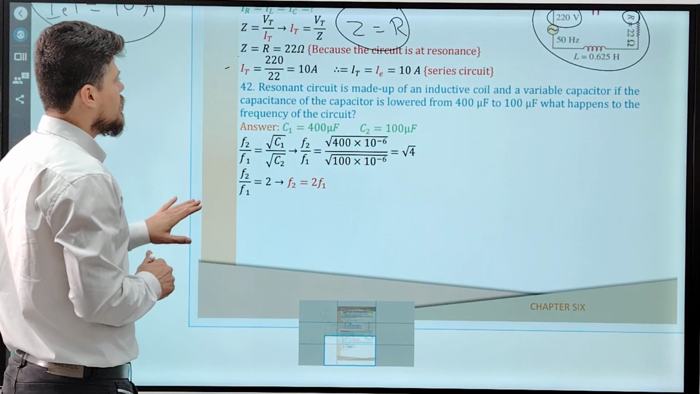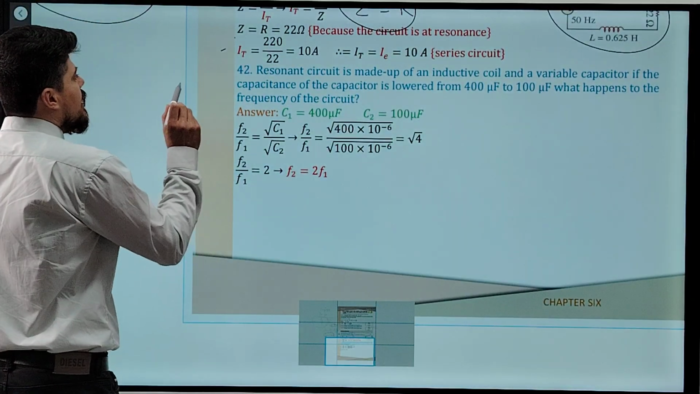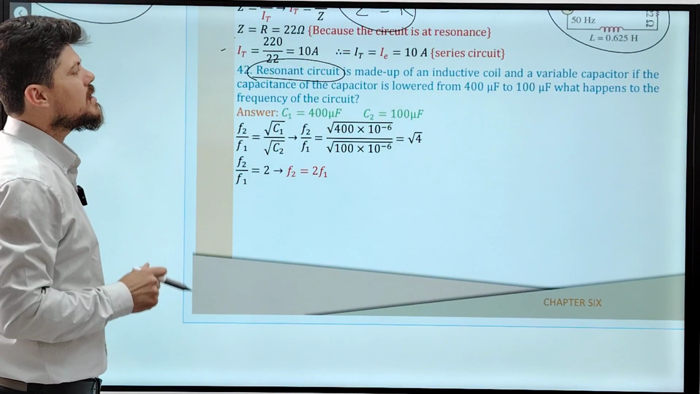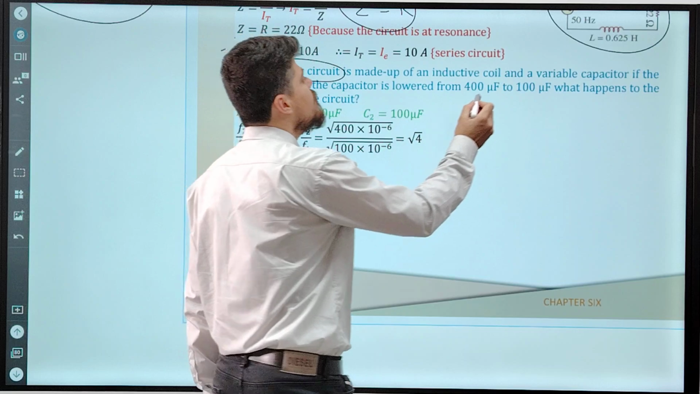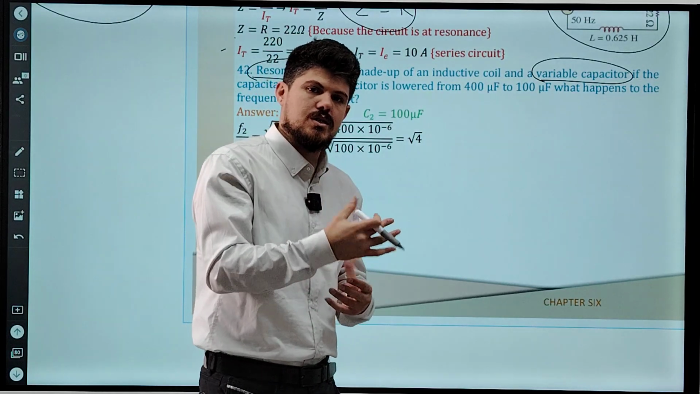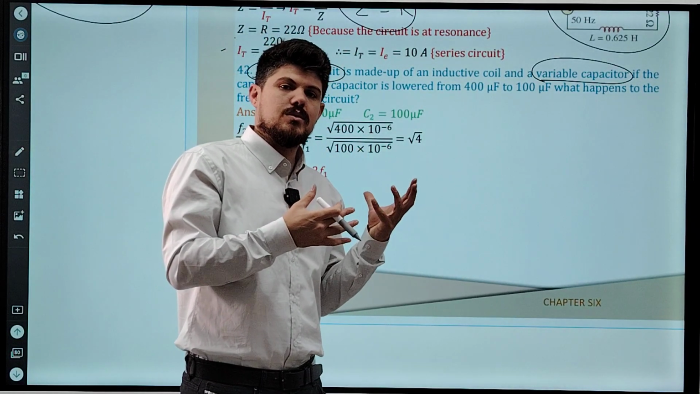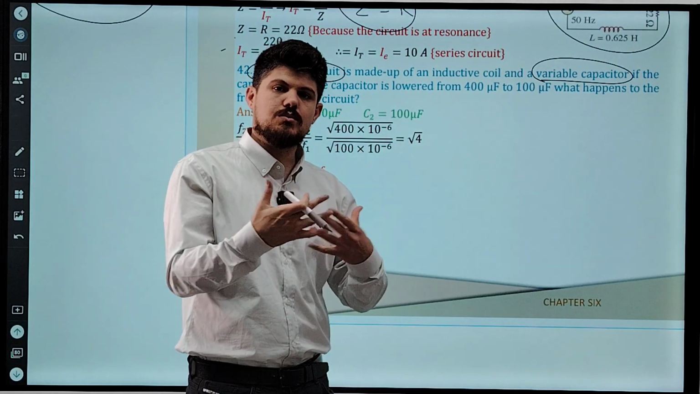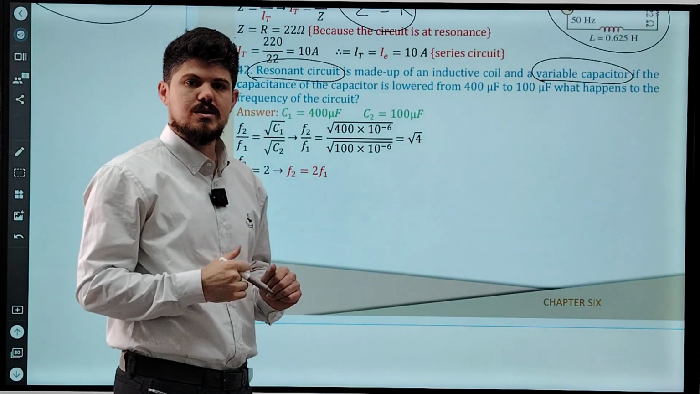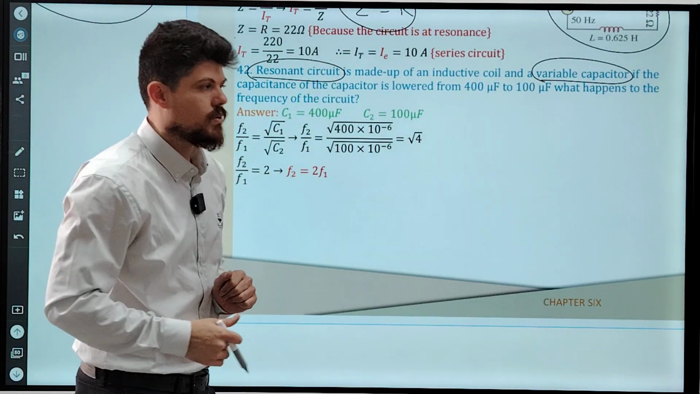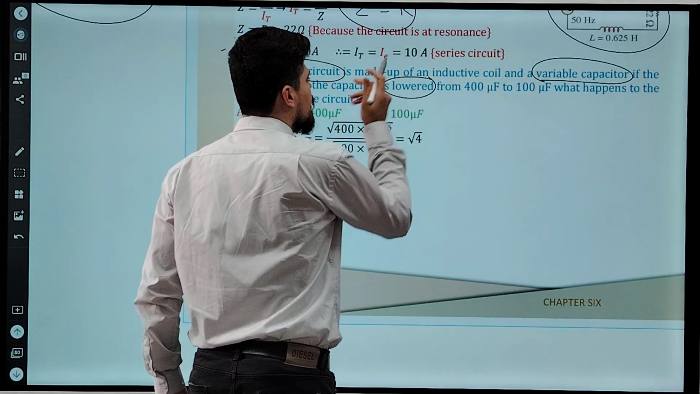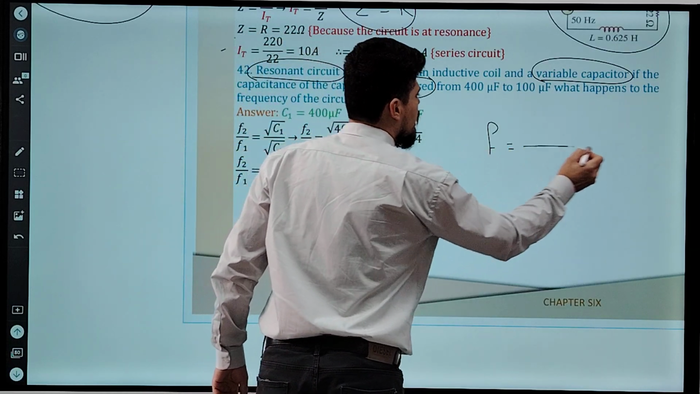Question 42. Very good question. The circuit is resonant. It is made up of an inductive coil and a variable capacitor. What do you mean by variable capacitor? It means that the capacitor can change. When the capacitor changes, what happens to the frequency? It also changes. So what is the relation between them? Inversely proportional. Increasing capacitance leads to decreasing frequency. Decreasing capacitance leads to increasing frequency. If the capacitance of the capacitor is lowered, what do you mean by lowered? It means that, for example, F is equal to what?